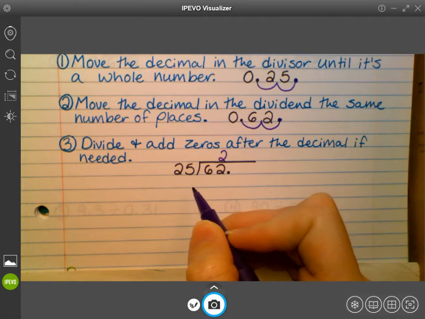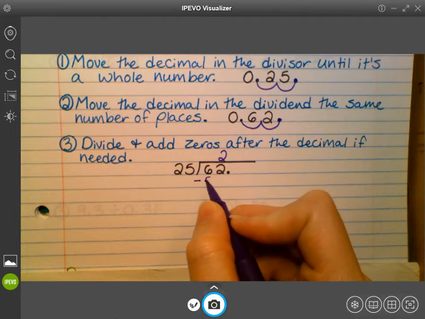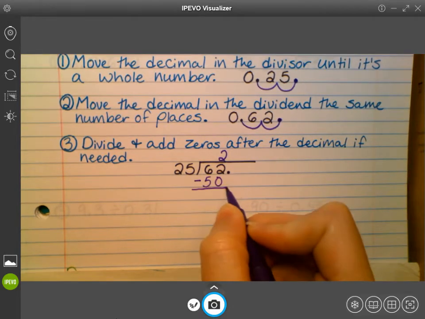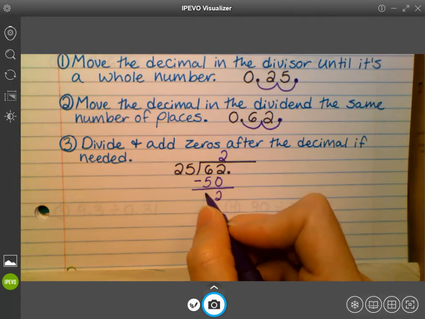Waiting for voices to be off. 25 times 2 is 50. So I'm going to subtract 50. 2 minus 0 is 2. 6 minus 5 is 1.